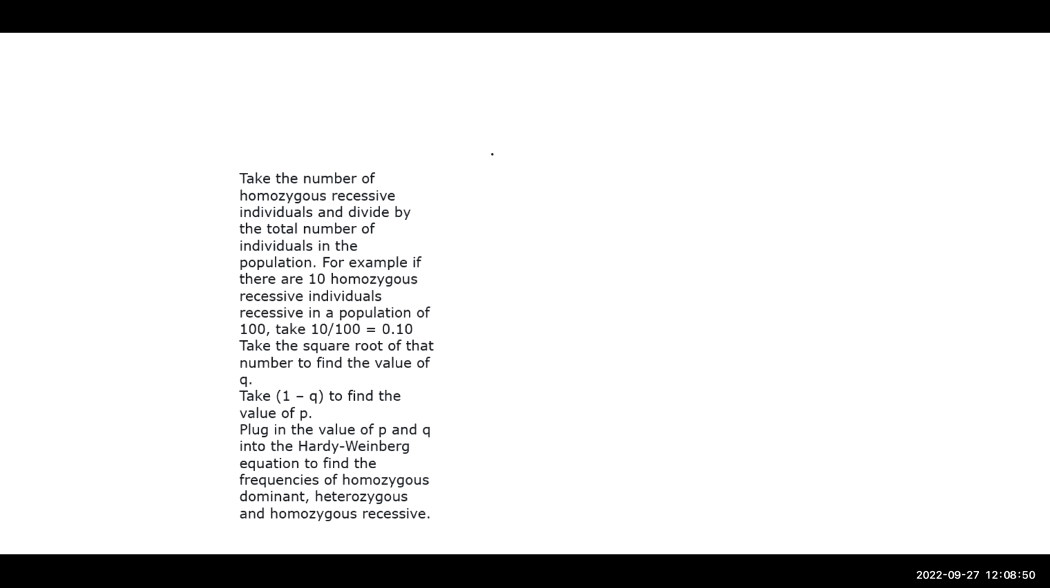The allele for dimples, uppercase D, is dominant. In a population of 1,000 individuals, 200 individuals have no dimples. That means 200 individuals are homozygous recessive. So we're going to determine the frequency of the dominant and the recessive alleles, and we're going to determine what percentage of the population would be heterozygous for dimples. We're going to follow the same exact steps.